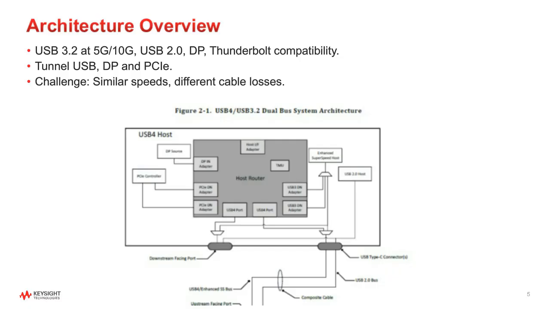Next slide is the architecture overview. This is an important slide. We get lots of questions about what you can or should or shouldn't test. So there are lots of pieces in here. At a high level, you need to test USB 3.2 at 5 and 10 gig. And this is native mode. So if you look at the block diagram, it'll be the enhanced super speed host, I think.